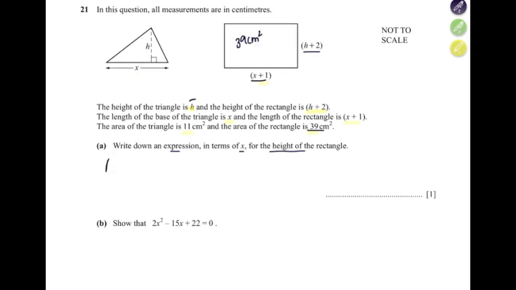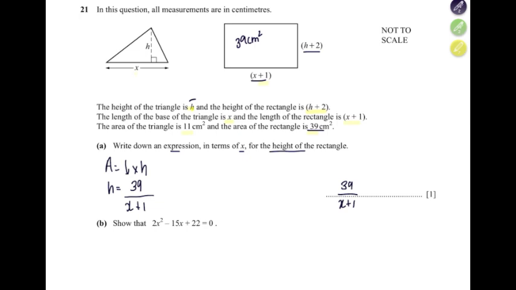Okay, so we know area equals length multiplied by height. We're supposed to find the height. It's going to be the area, which is 39, divided by the length. What is the length? This is x plus 1. They ask you to write an expression, not an equation, so we don't need to add an equal sign. We'll just write this as 39 divided by x plus 1.